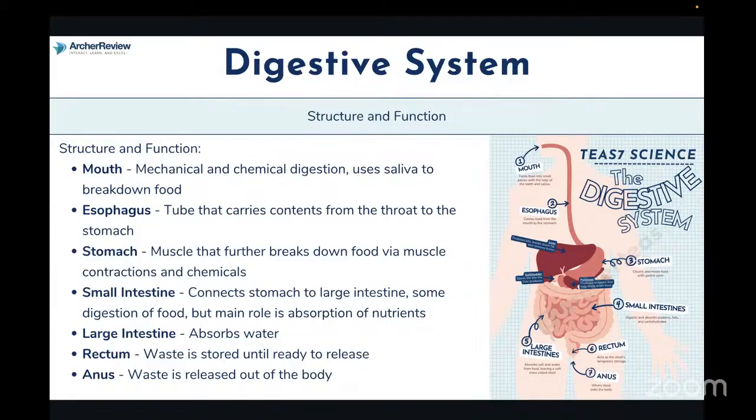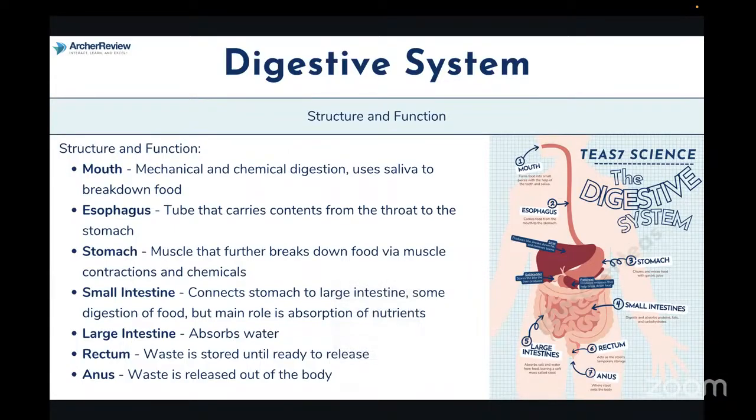So we're breaking down, we're churning that food in the stomach. We send it to the small intestine where a little bit more digestion occurs. But the main role of the small intestine is to absorb those nutrients. Once nutrients have been absorbed for the most part, it will pass then into the large intestine.